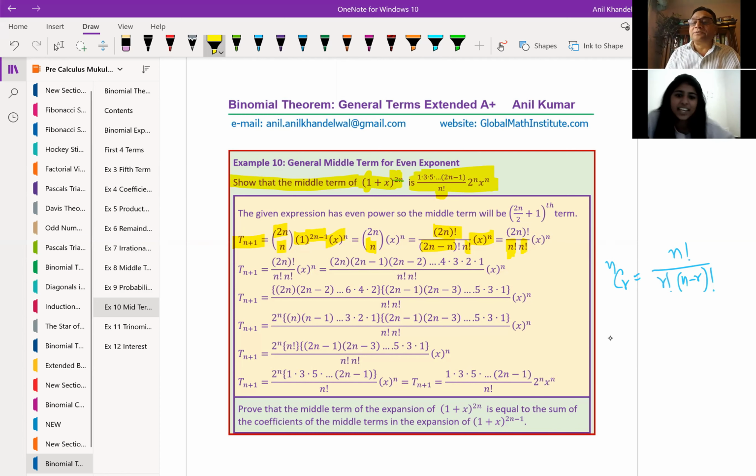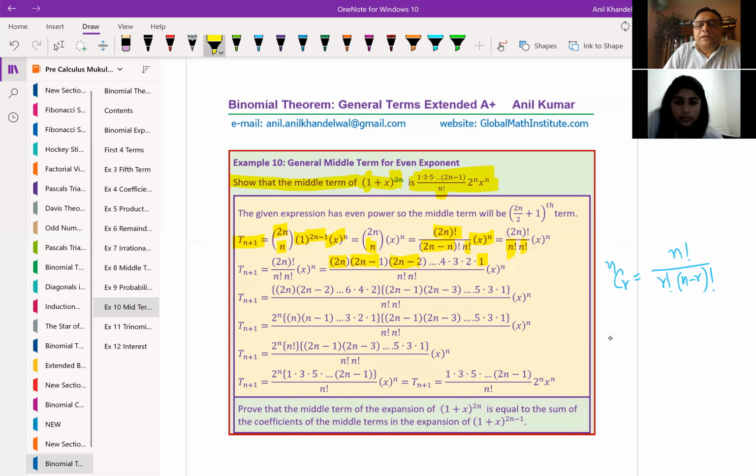So we need to get an n factorial in the numerator to cancel it out, right? We have 2n factorial, but not n factorial. So now see the strategy of converting that 2n factorial into something times n factorial. You understand? So 2n factorial really means 2n times 2n minus 1 times 2n minus 2 till 1, right? The whole series. The product of natural numbers from 1 to 2n. This is what it is.